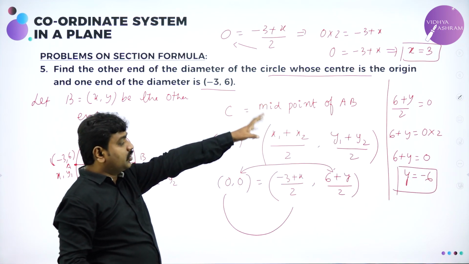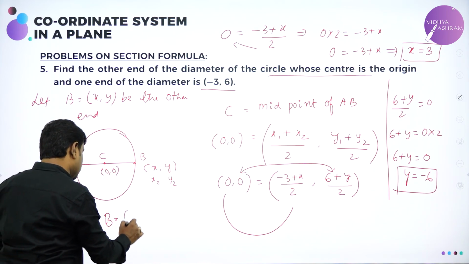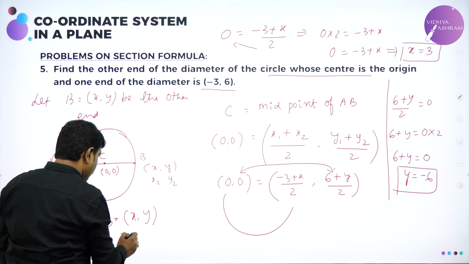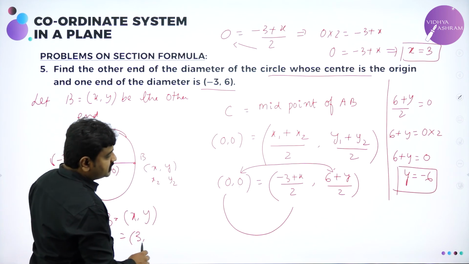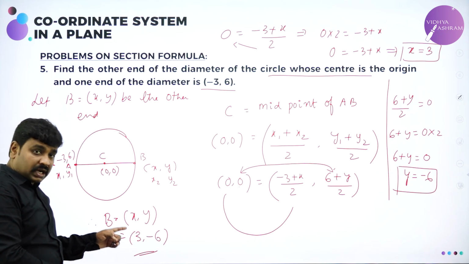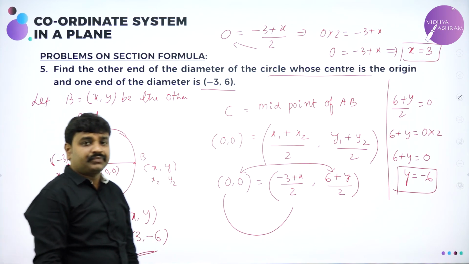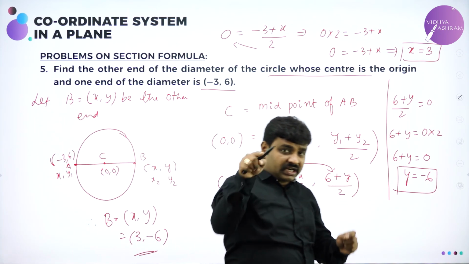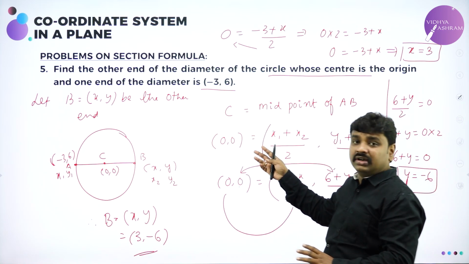So x coordinate you got, y coordinate you got. Therefore the other end B is what? x comma y, and you got the x value and y value. What is the x value? You got 3, and what is the y value? You got minus 6. So now we got the other end of the diameter, 3 comma minus 6. Sometimes they'll give the ends of the diameter and ask you to find the center. Sometimes they'll give one end and the center, and you should find the other end. This is a method, but the concept is the same.